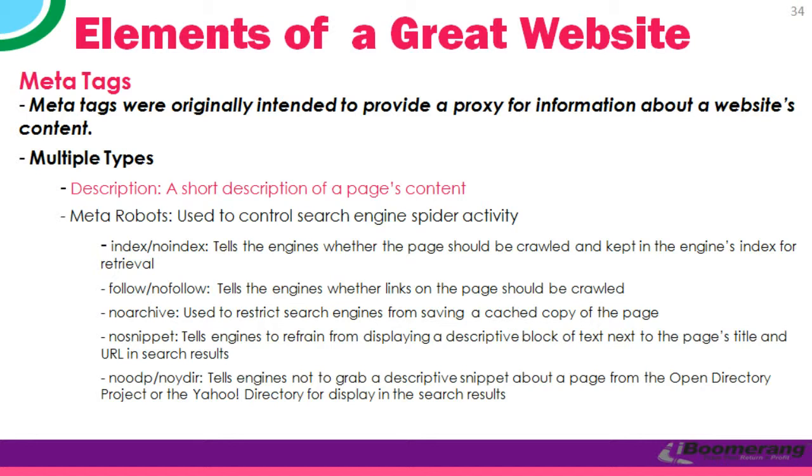A good website also has meta tags, which are additional information about a website. There are a few main types. First is the description, which I mentioned before. Next are ones that tell the search spiders or robots what to do or not to do. Some examples are whether or not to even crawl the page, whether to include the description in a search result, or whether or not to save a cached copy of the page.